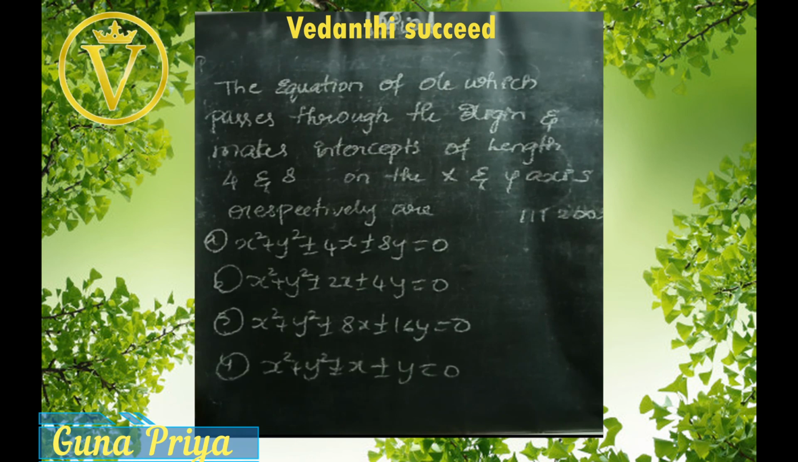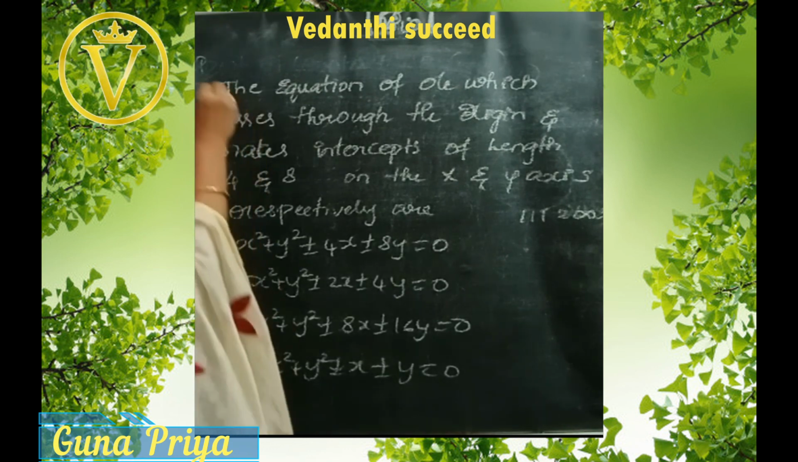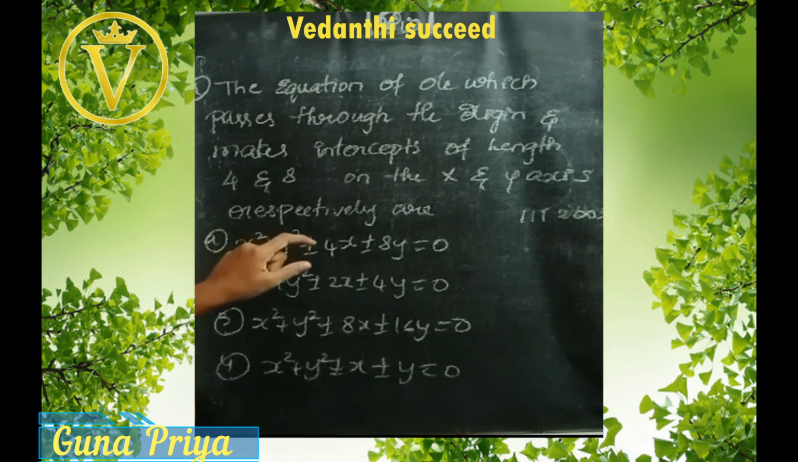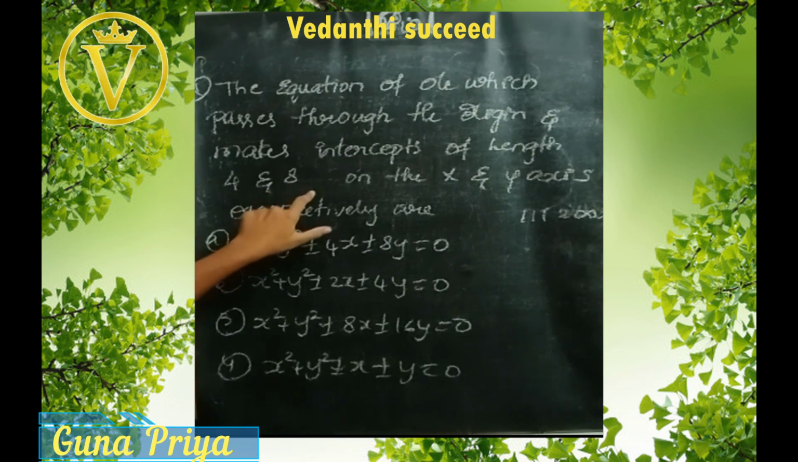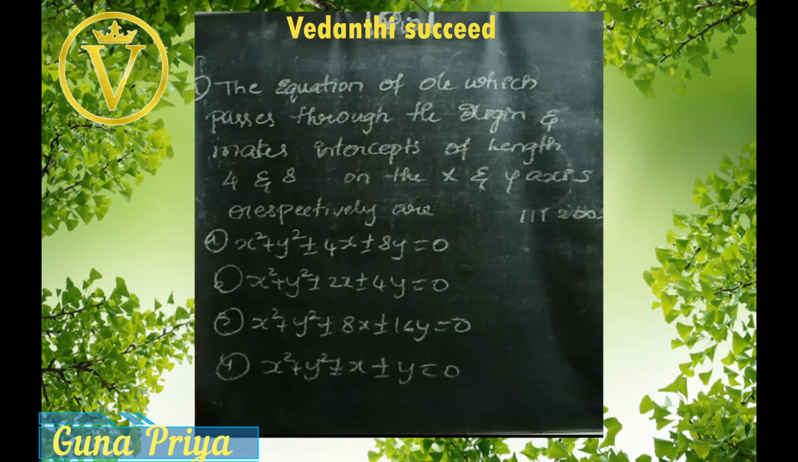Okay, we have completed the 6th and 7th problems of exercise 3. This is our IIT question which they asked in 2003: the equation of the circle which passes through the origin and makes intercepts of length 4 and 8 on the x and y axes respectively. For first year students I am asking general questions, and for second year students I am asking one IIT question. You have to answer me in the comments if you know the answer.